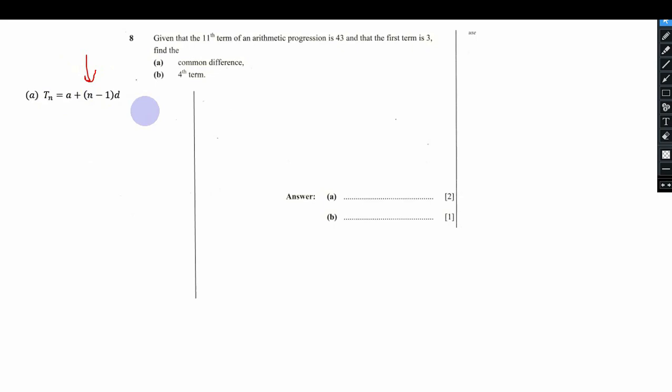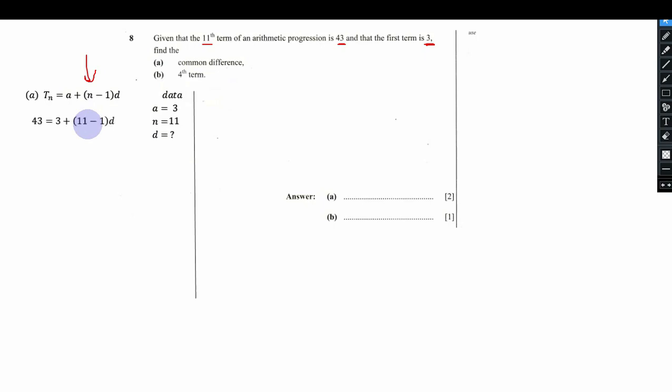At the same time, we need to write down the values that we have. So what do we have on the data? We have the first term, which is, if you look at the question here, 3. Okay, the nth term, we are using the term which is given, which is the 11th term. So n is 11, and then we are finding the common difference. So the first term is 3, the nth term is 11, and then the common difference d is a question mark here.